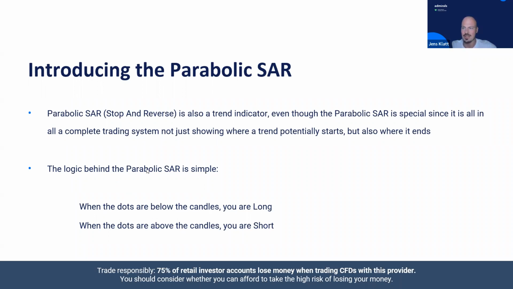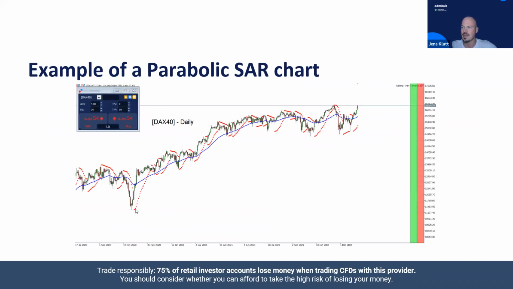Here, the logic behind this parabolic stop and reverse, again, no formula, no unnecessary details. It's like you say, well, when the dots are below our candles, our chart we look at, we take long positions. If it's above, then we take short positions. Easy as that. So remember here, for example, you probably say, well, we remember the MACD here switched.